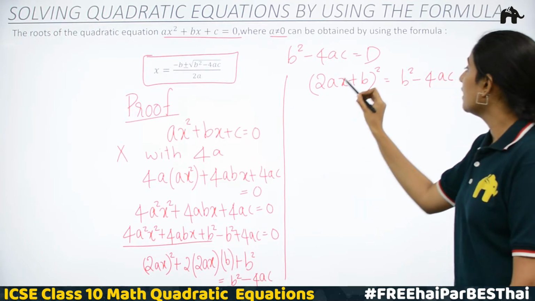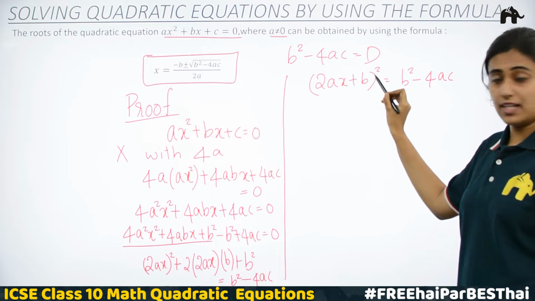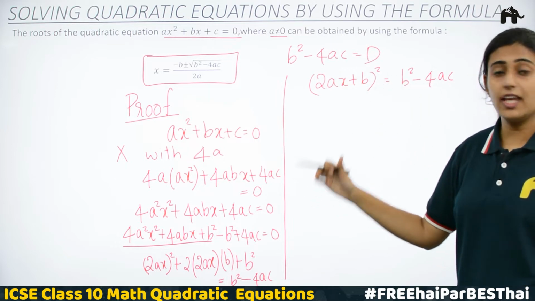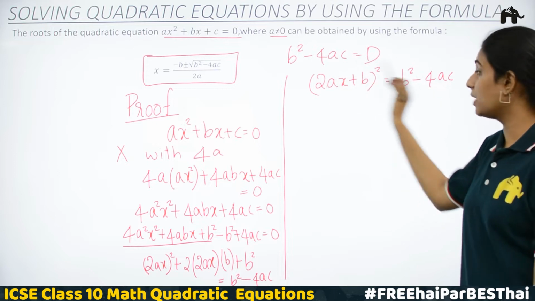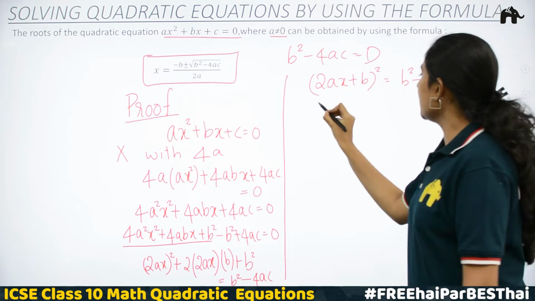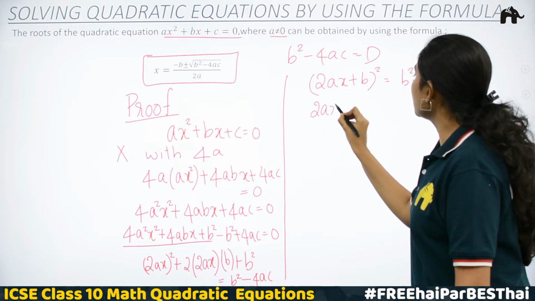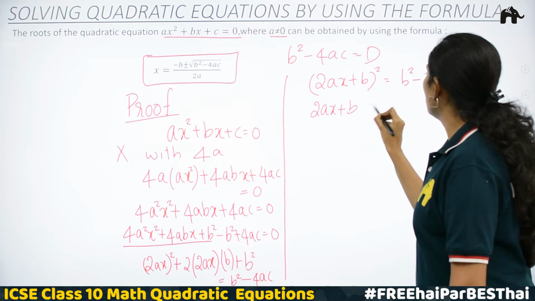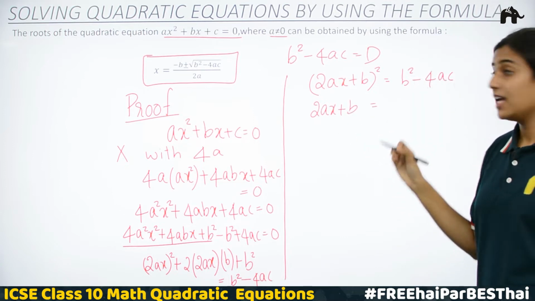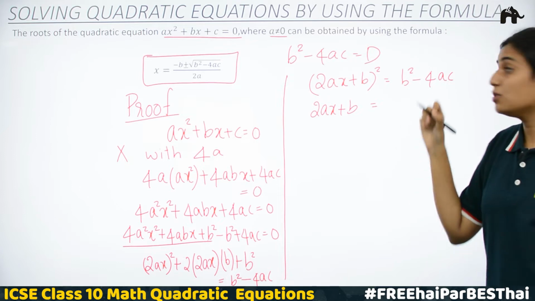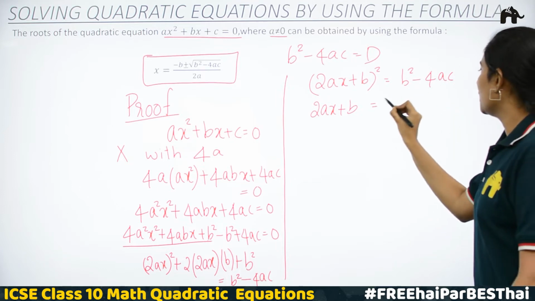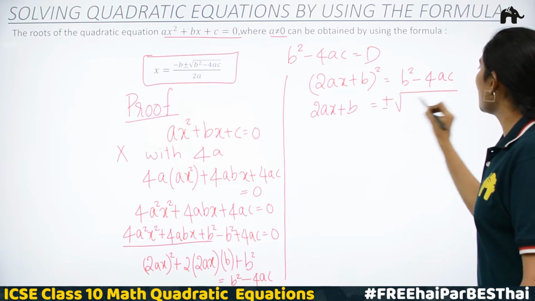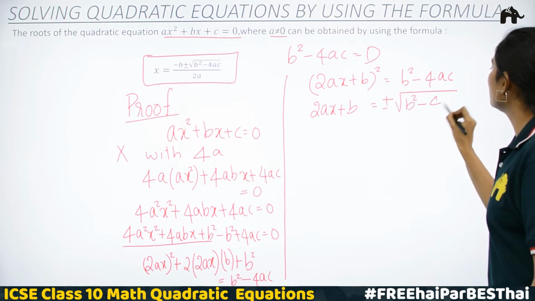Now, here we have a square term. I am going to take the square root on both sides. This side it becomes 2ax plus b. What about this side? It is not just root of b square minus 4ac. It is plus or minus root of b square minus 4ac.